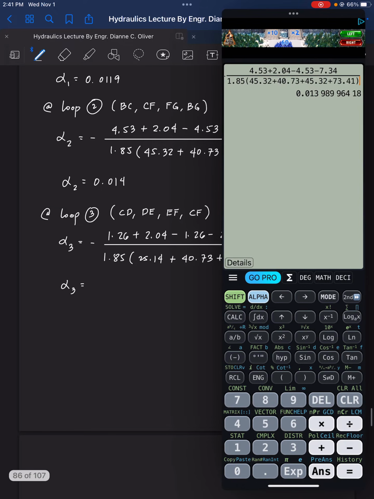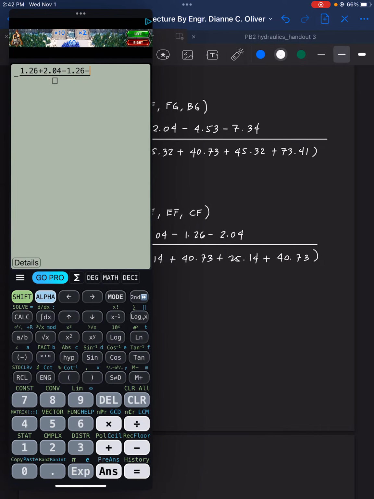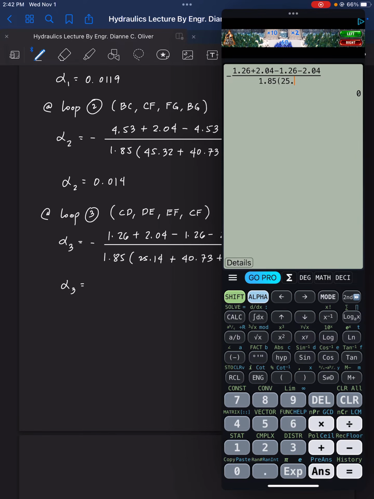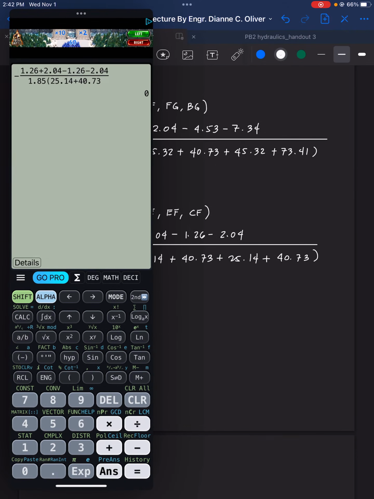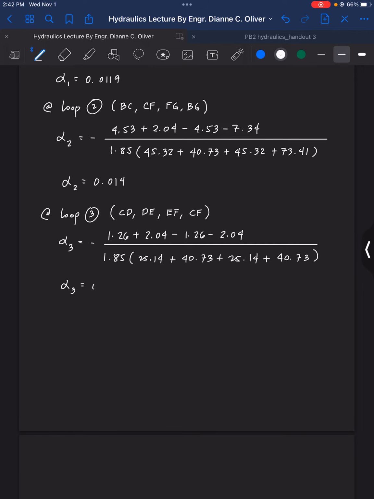So alpha 3 is now equal to negative 1.26 plus 2.04 minus 1.26 minus 2.04 all over 1.85 times 25.14 plus 40.73. Oh, it's already 0. So the value for alpha 3 is 0. Now for the corrected flow.